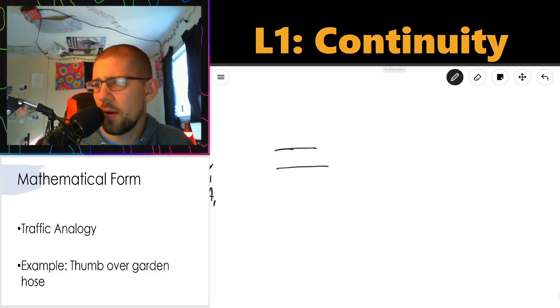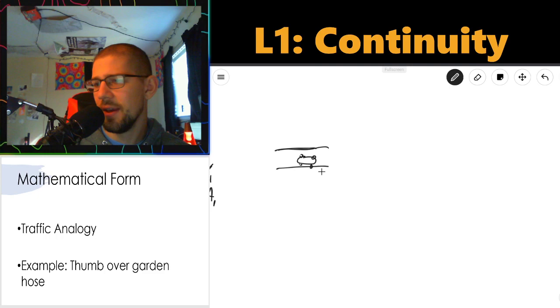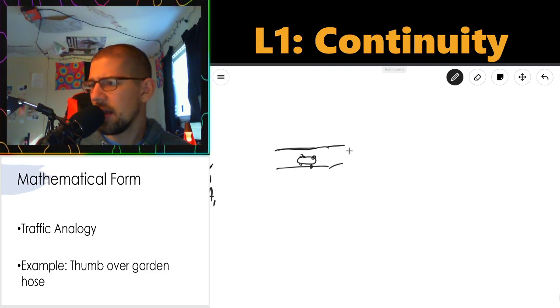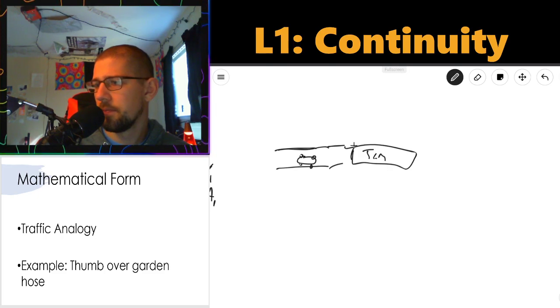Okay, you're driving down the road. It's a two-lane road, let's say, or you're biking down the road if you're a biker. We'll stick with the car for the sake of ease. So you're driving along and then you hit a traffic jam. Let's say that there's like 50 cars in this traffic jam. Lots of cars, jam.